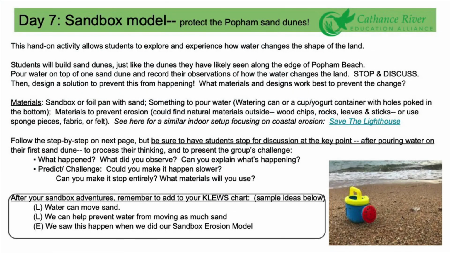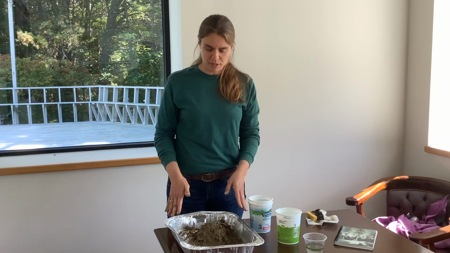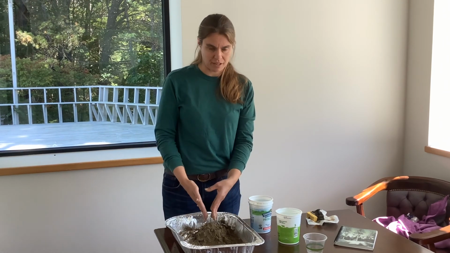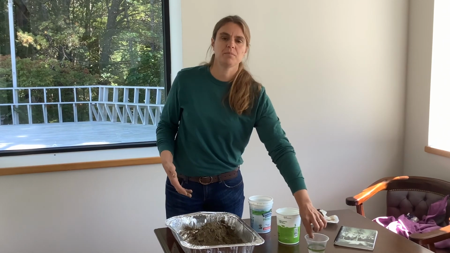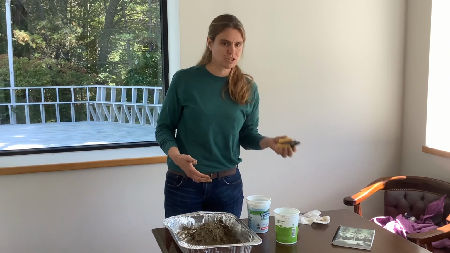And then towards the end of the unit, one of the last activities is the sandbox model. So we just wanted to show you really quick what that might look like in your classroom. The things that you'll need for this experiment are, if you're going to do it inside, a tray, some sand, some water, a couple of yogurt cups, something to measure the water with, and something to slow erosion.